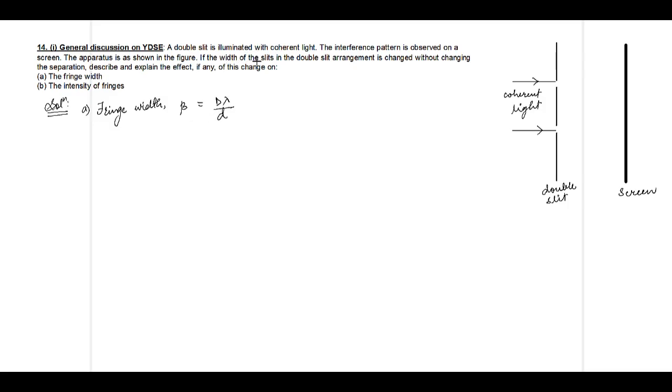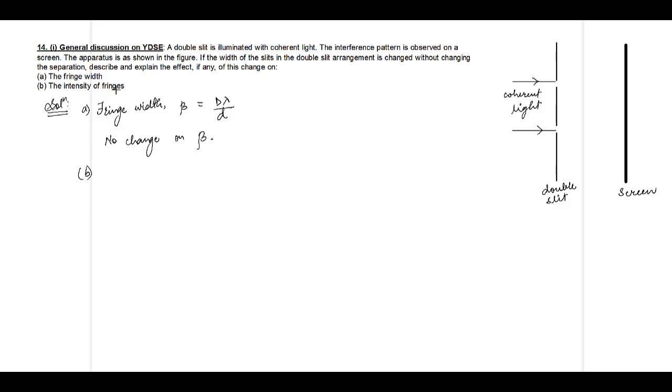And we are told that only the width of the slits is changed without changing the separation. So we can say that since none of these quantities are changing, beta will not change. That is, the fringe width will remain constant. So in this case, there is no change on the fringe width, since all these quantities are constant.